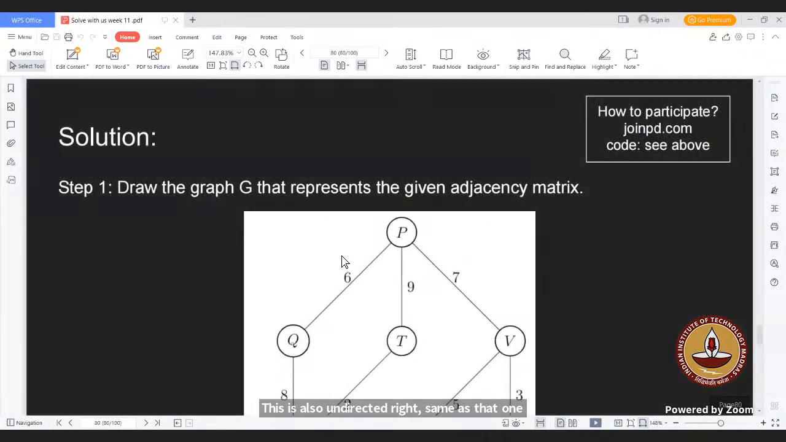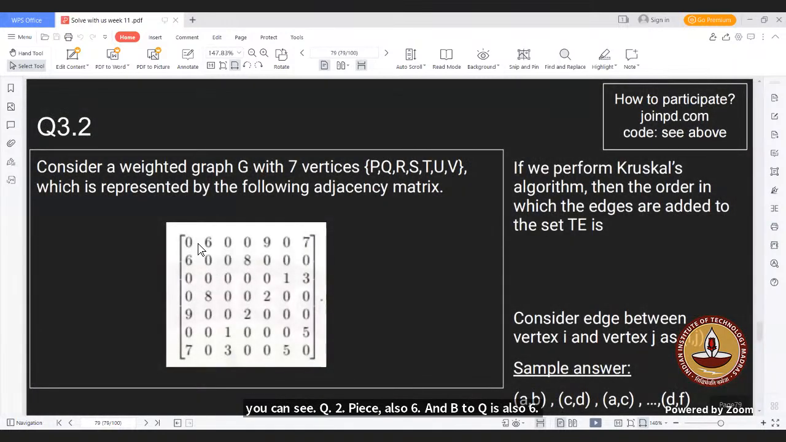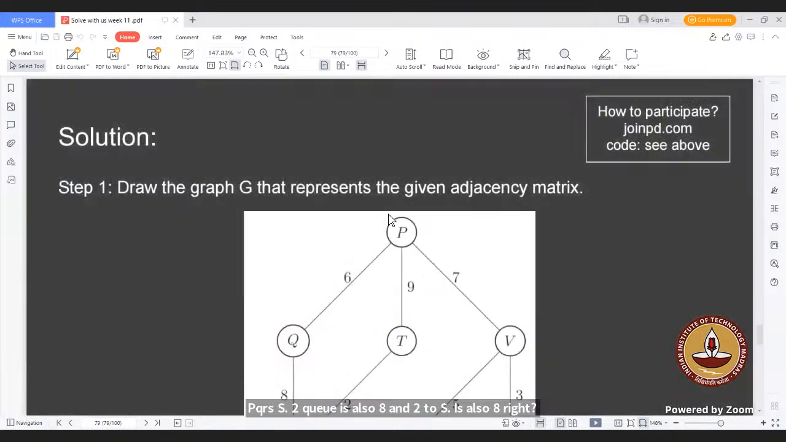As you can see, Q to P is also 6 and P to Q is also 6, right? It is the same graph. See, this will be P and this will be Q. P to Q is 6 and Q to P is also 6. And S to Q is 8 and Q to S is also 8. You can see these two. Similarly, this is also an undirected graph, right?